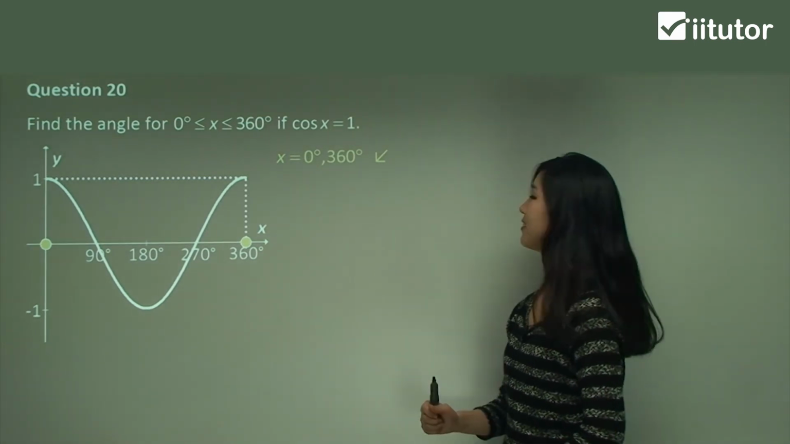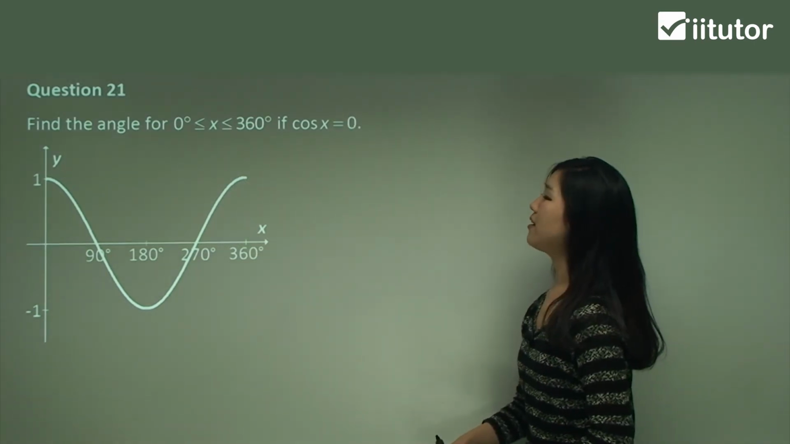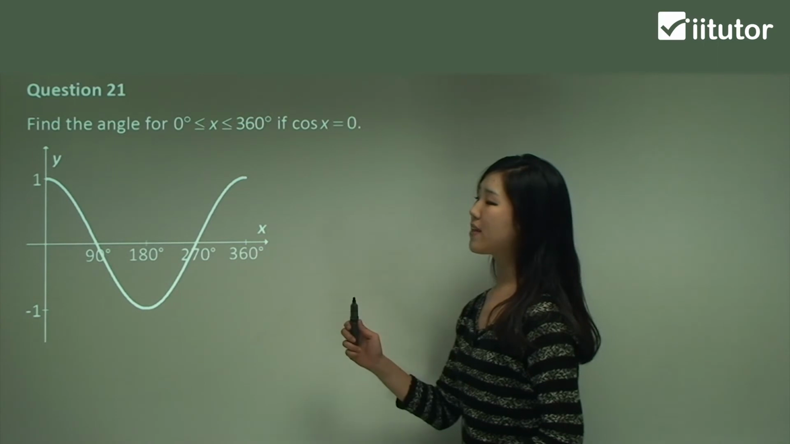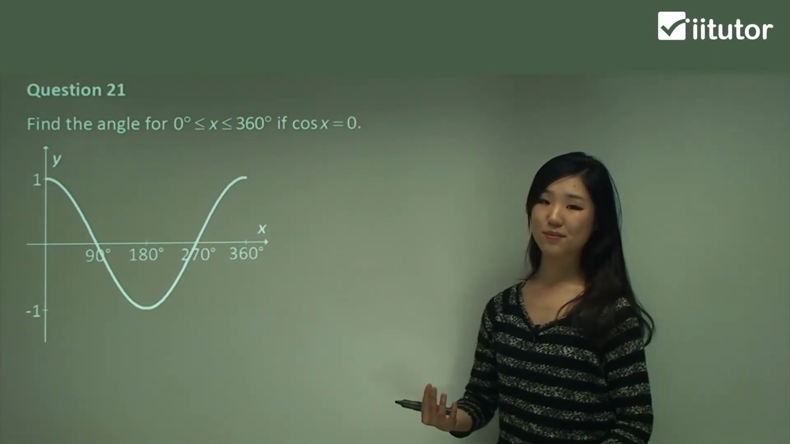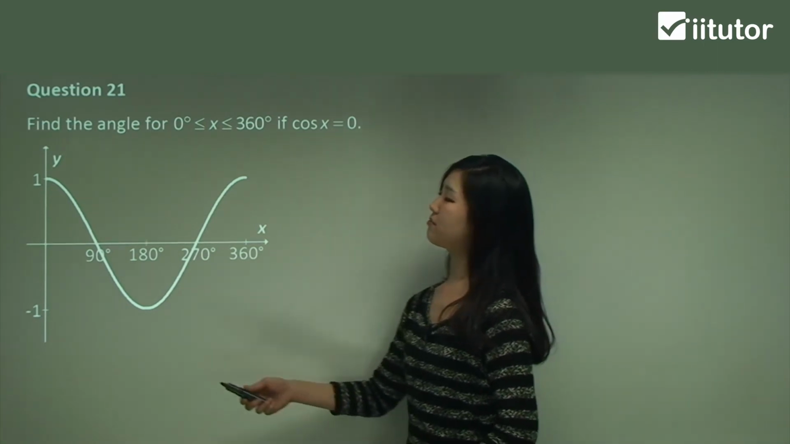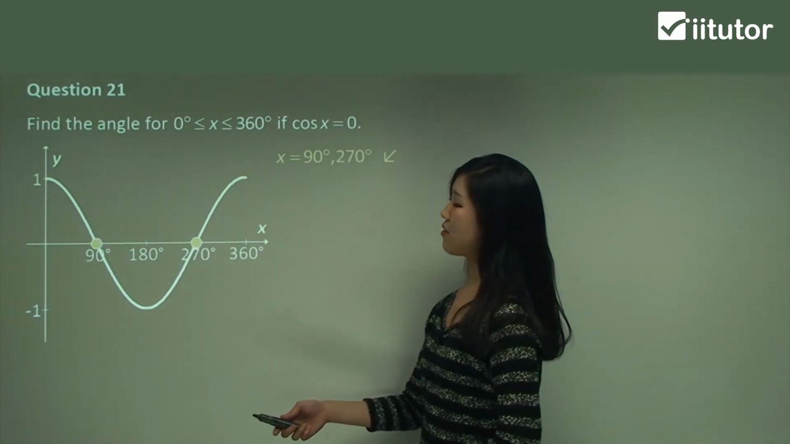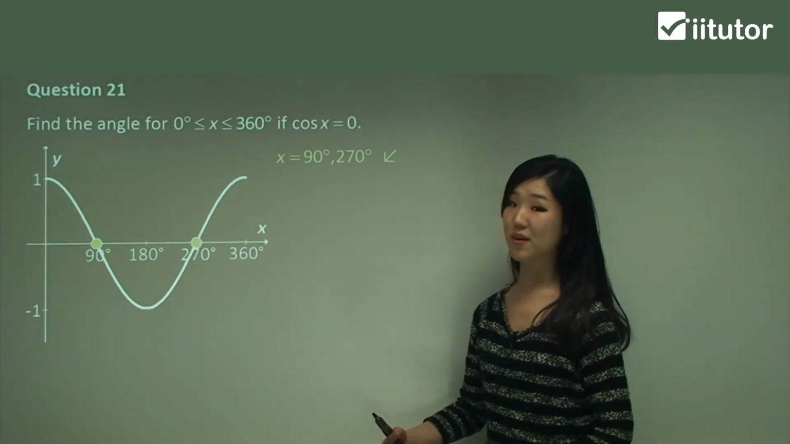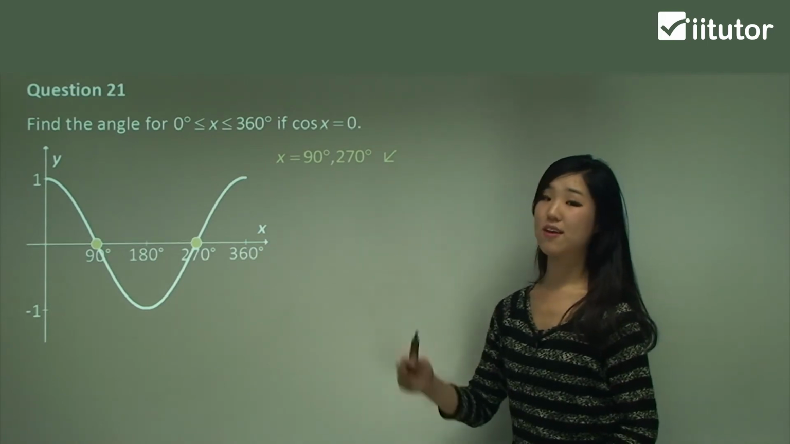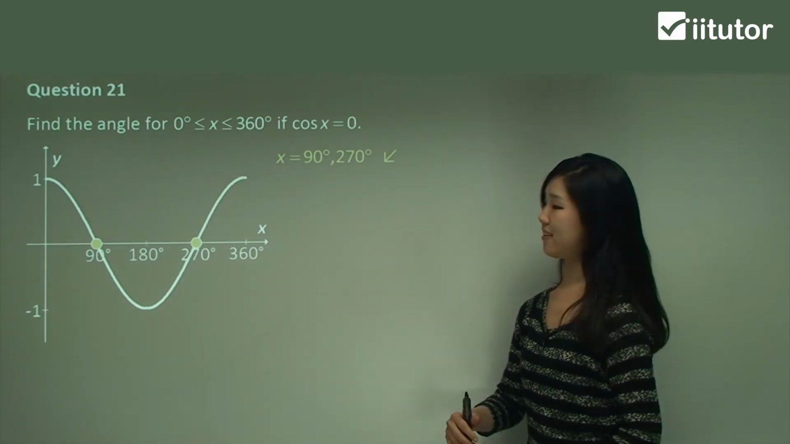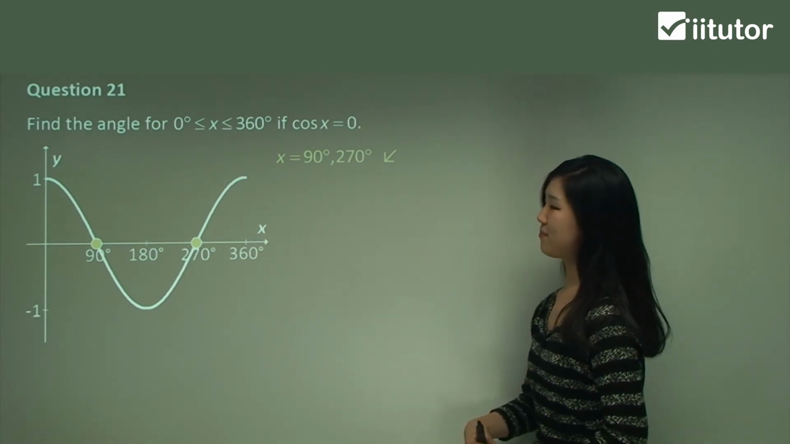That's question 20. Now question 21. Find the angle again between 0 and 360 degrees if cos x equals 0. Well, when is cos x equal to 0? Those 2 points. So the angles that make cos x equal to 0 will be 90 degrees and 270 degrees. So those are the 2 solutions for x. I hope you're getting much more used to this now, because it's very repetitive, isn't it?